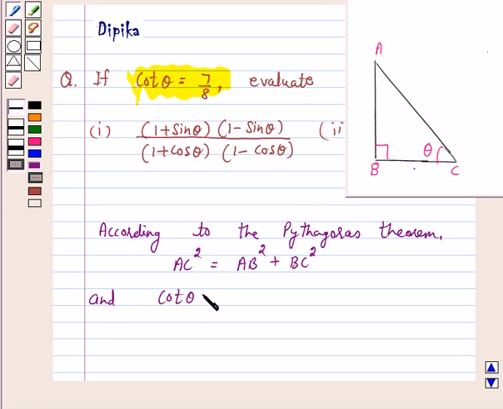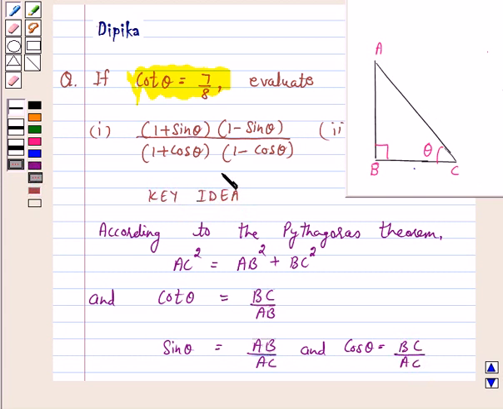Cot theta is equal to side adjacent to angle theta upon side opposite to angle theta, that is BC upon AB. Sine theta is equal to side opposite to angle theta upon hypotenuse, that is AB upon AC. And cos theta is equal to side adjacent to angle theta upon hypotenuse, that is BC upon AC. So this is a key idea behind our question. We will take the help of this key idea to solve the above question. So let's start the solution.